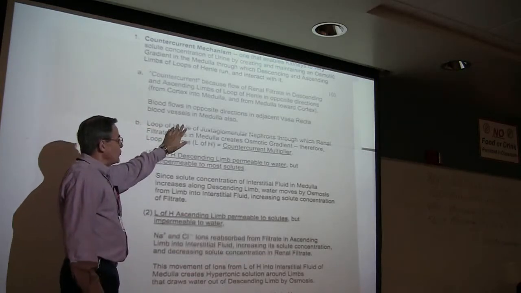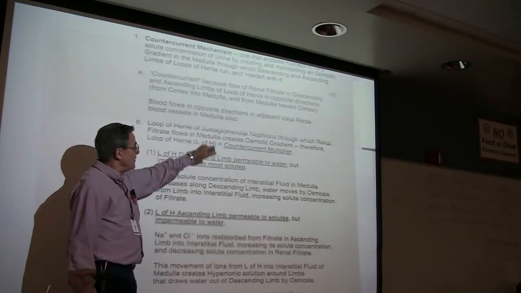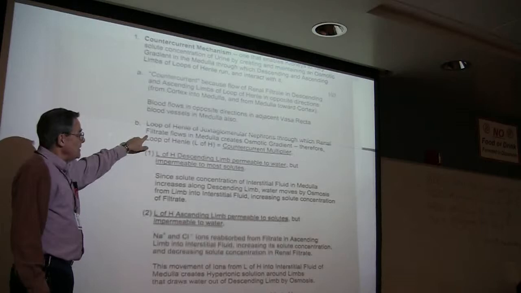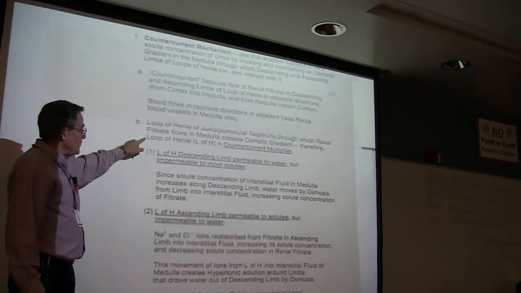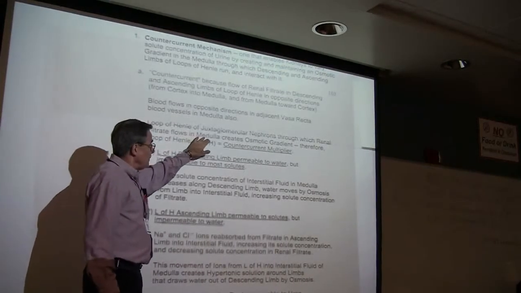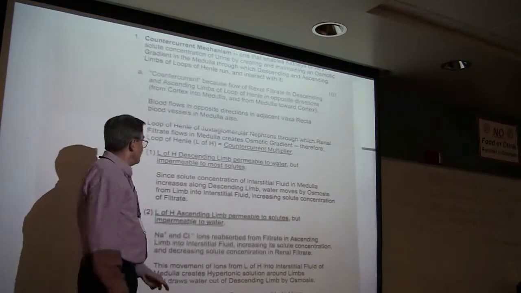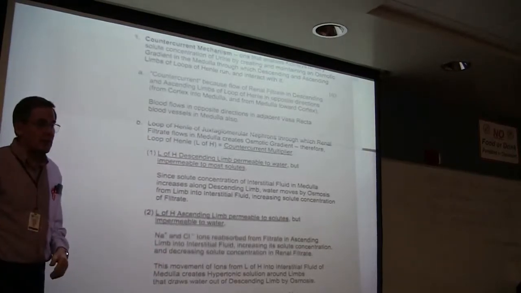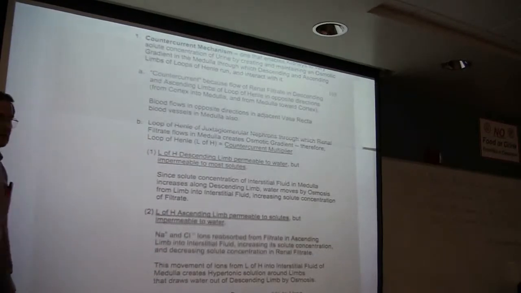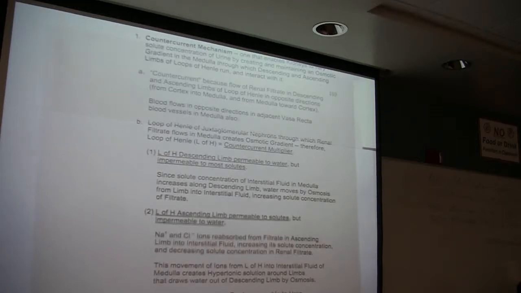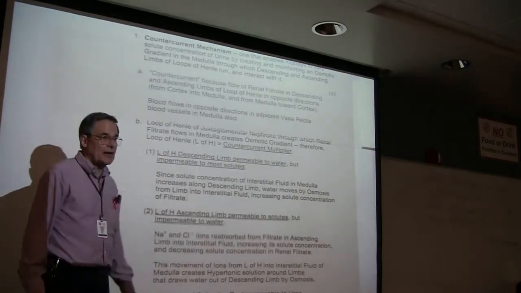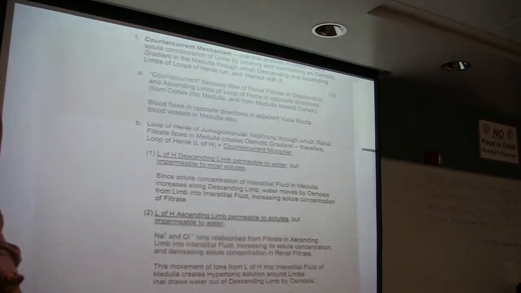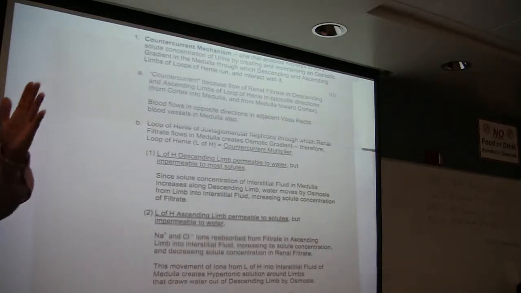Now, as I said, it's primarily the loop of Henle in the juxtamedullary, the juxtaglomerular nephrons. And in this case, the filtrate flows into the medulla. It creates an osmotic gradient, and thus we call the loop of Henle the countercurrent multiplier. This is what establishes this gradient. It's an osmotic gradient. This has to do with the ion concentration in the medulla versus the ion concentration in the loop of Henle.